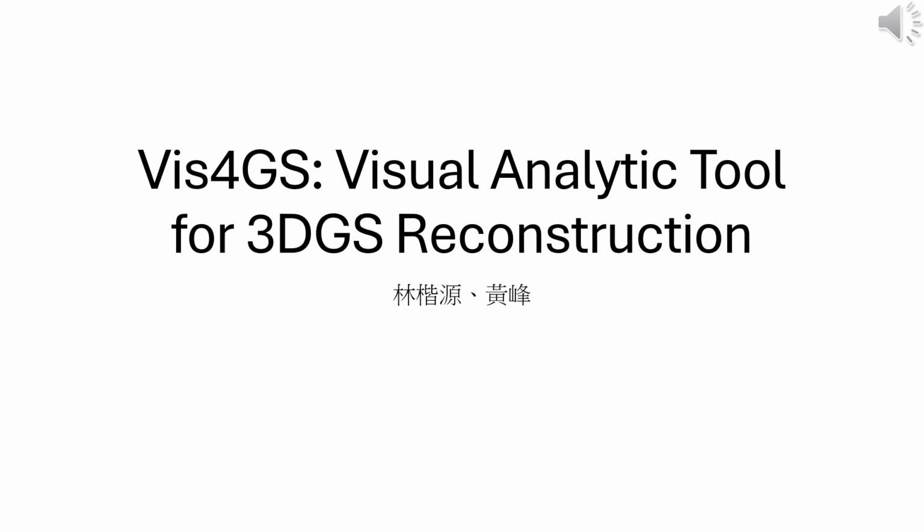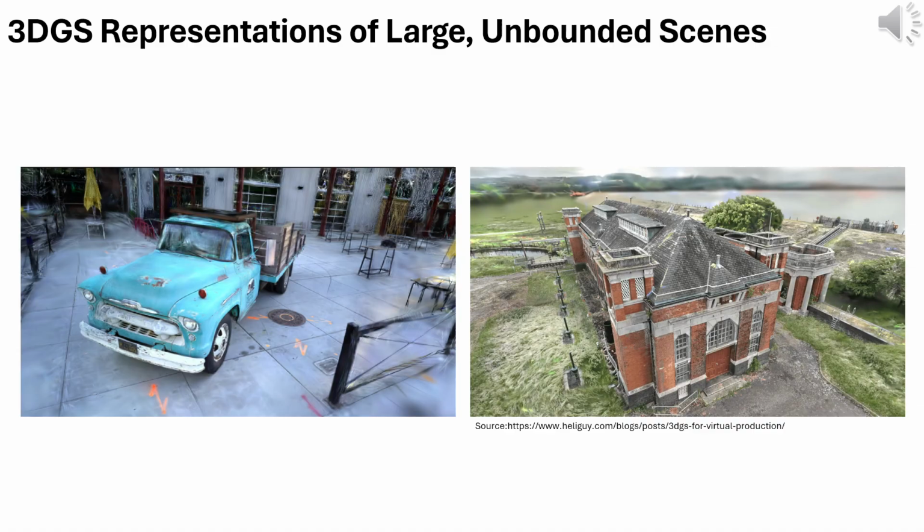Our project is called VS4GS: Visual Analytic Tool for 3D Reconstruction. The members are Lin Kaiyuan and Hong Feng. 3DGS is a state-of-the-art method to synthesize and render scenes due to its high quality and real-time rendering.